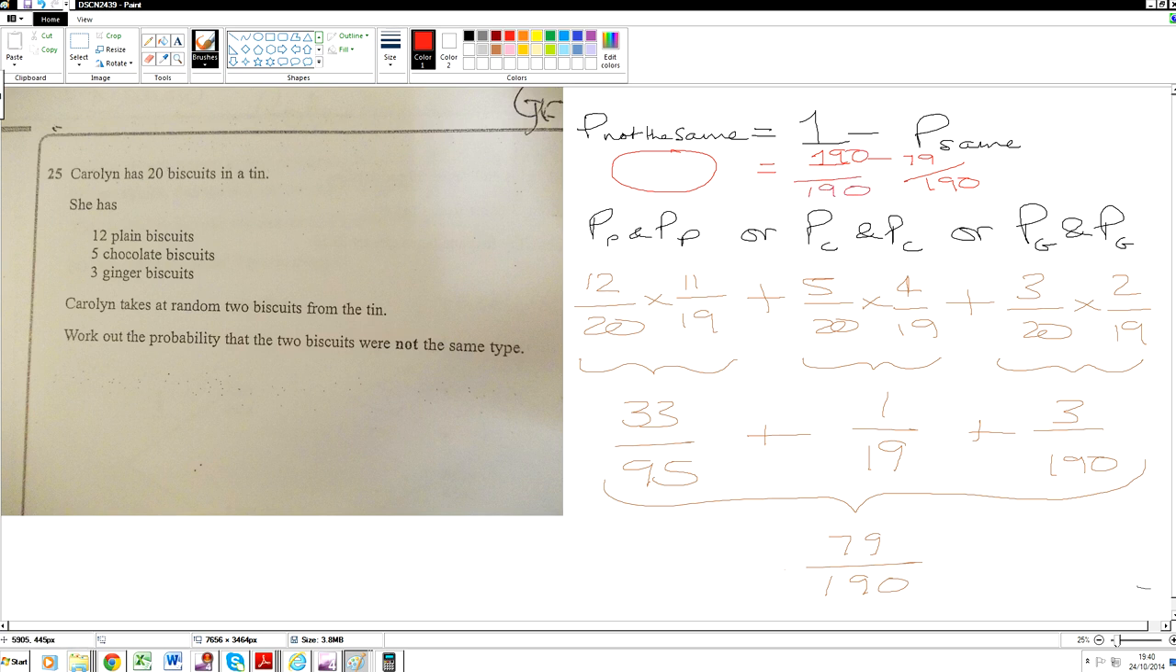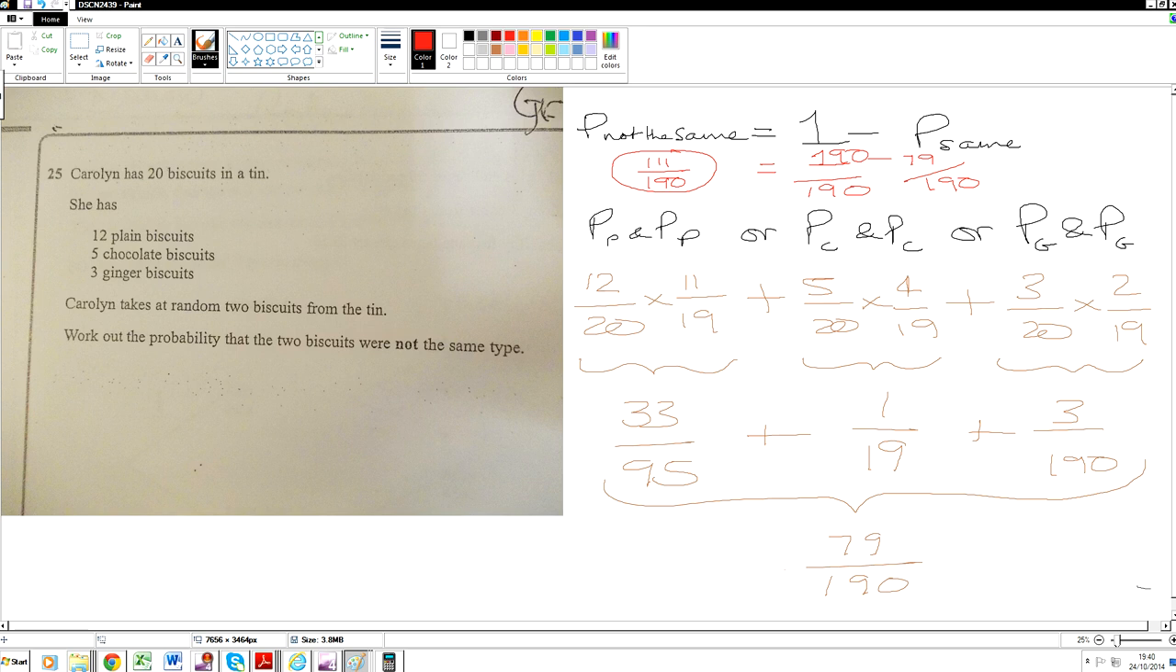So what's 190 take away 79? That's easy. 111. So 111 over 190. That is the answer of the probability of the biscuits not being the same type. Oh, that's easy, easy. That's easy now. Yeah, it's easy now, is it? It wasn't easy before. It's easy now.